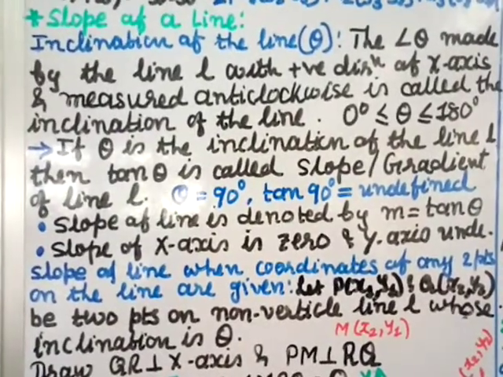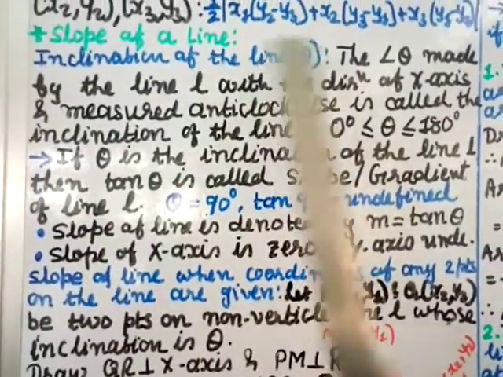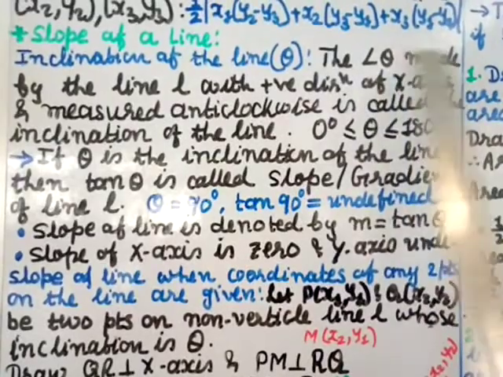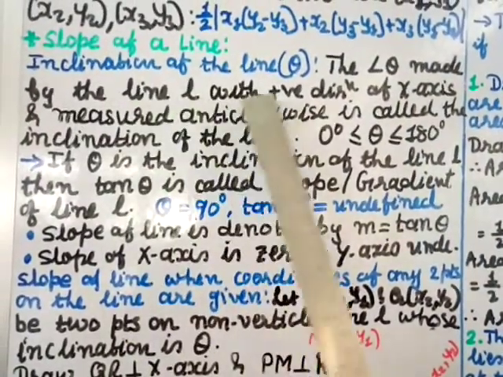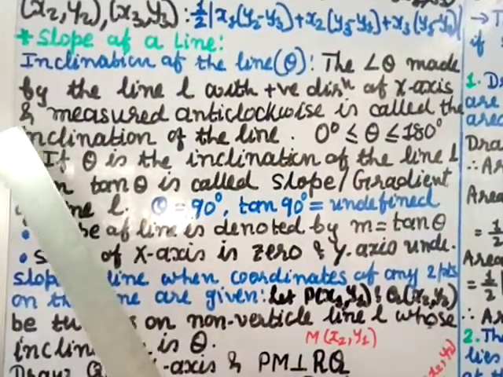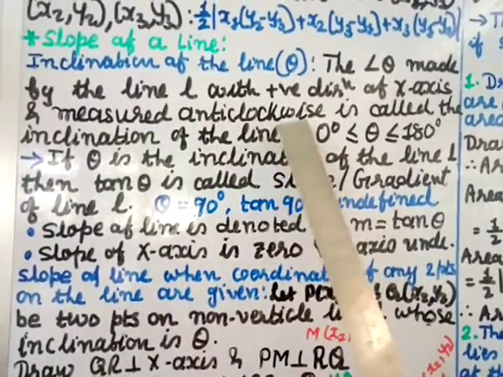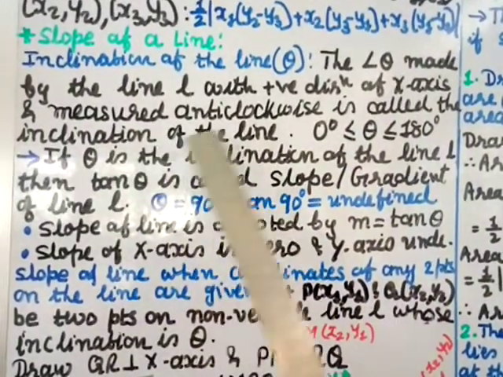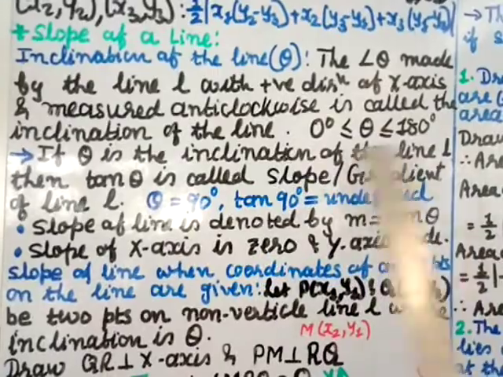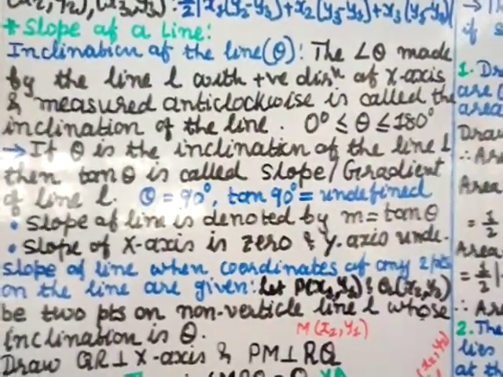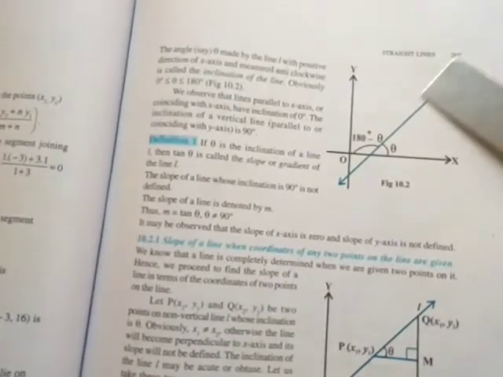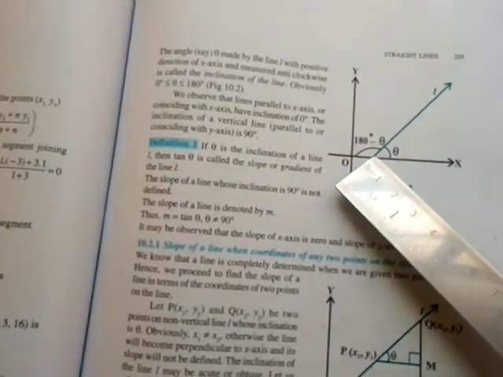Slope of a line. Inclination of the line, theta. The angle theta made by the line L with positive direction of x-axis and measured anticlockwise is called the inclination of the line, and this theta is always between 0 to 180. This is a line L which makes angle theta with the positive x-axis.